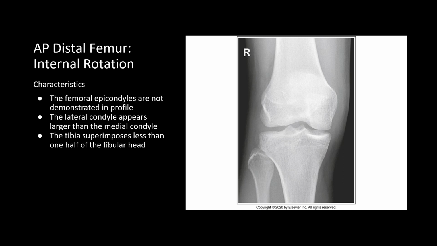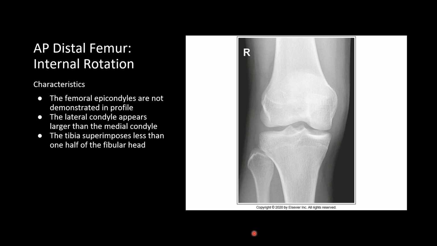In this image, if the leg was too internally rotated for an AP distal femur projection, the femoral epicondyles are not demonstrated in profile. Once again, the lateral femoral condyle appears larger than the medial femoral condyle. And you can see that here. It's appearing larger.